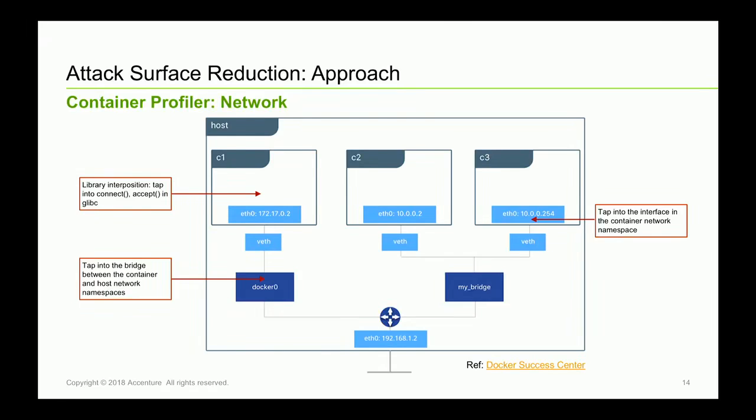And another option is to actually tap from the host itself. In terms of Docker, they usually create a bridge between the container network namespace and the host network namespace. And we can tap into that bridge on the host directly and see all the traffic between the container and the host.